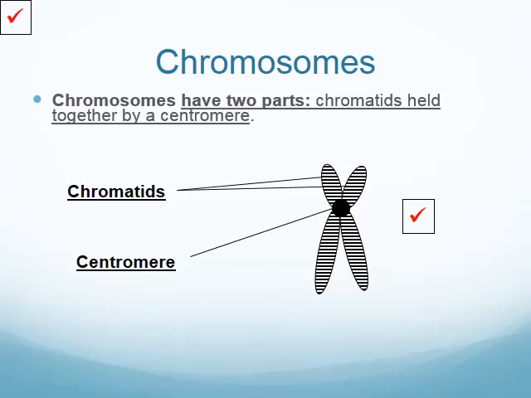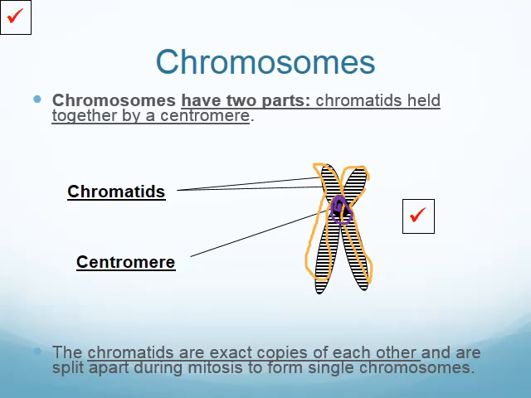Meanwhile, the chromatids can be found here. So we have 1, and we have 2. Two different chromatids held together by a centromere. The chromatids are exact copies of each other and are split apart during mitosis to form single chromosomes. As we go through mitosis, we're going to split these two apart so each cell gets an identical copy of the genes that it needs.